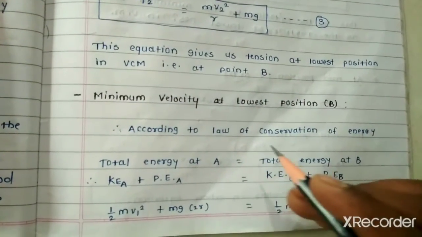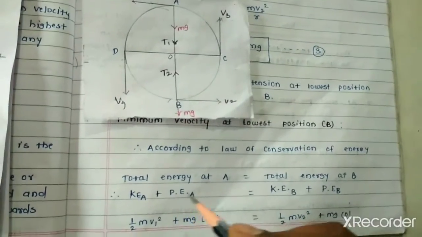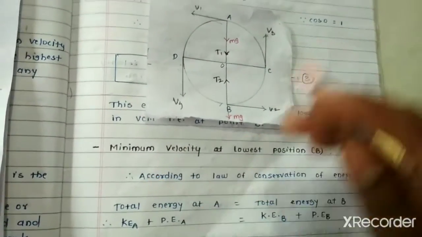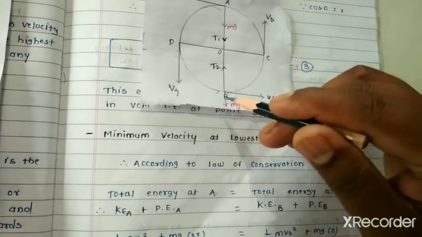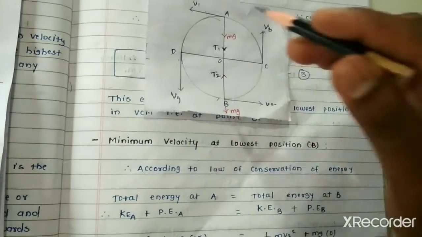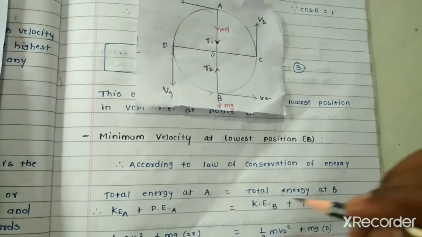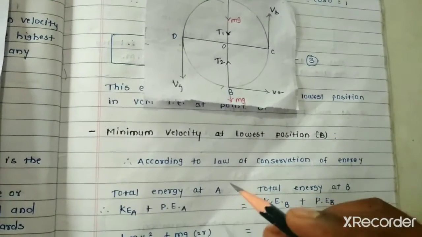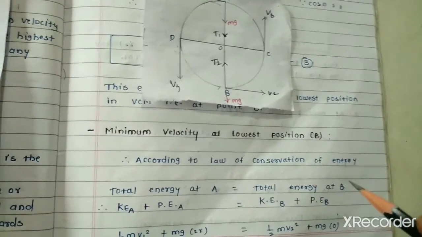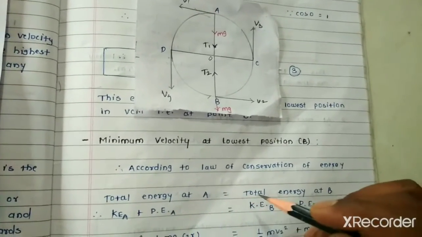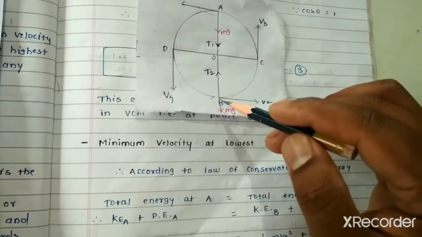Therefore, according to the law of conservation of energy, total energy at A, हमको कहां पर क्या ढूंढना है? Minimum velocity at lowest position, that is point B. So according to the law of conservation of energy, total energy at A is equal to total energy at B. We already discussed the law of conservation of energy in the 9th or 10th standard. Therefore total energy at A is equal to total energy at B.